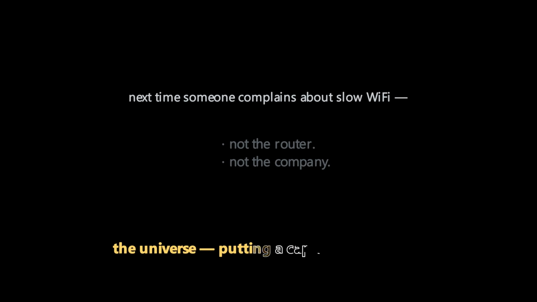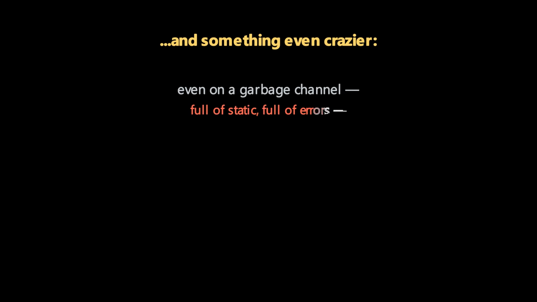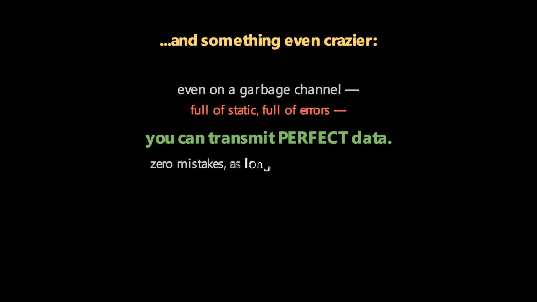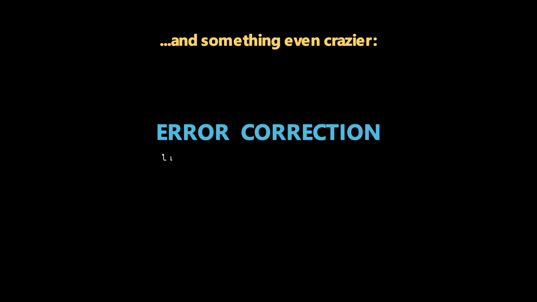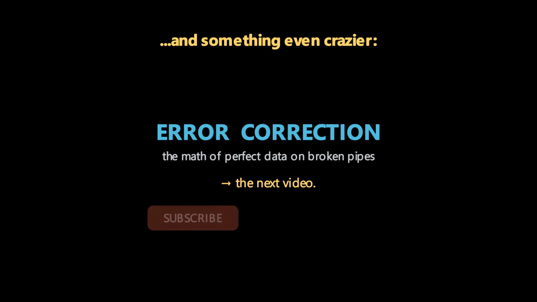The next time someone complains their Wi-Fi is slow, you can tell them. It's not the router. It's not the company. It's the universe itself, putting a cap on how fast information can travel through air. But here's something even crazier. Shannon also proved that even on a garbage channel, full of static, full of errors, you can still transmit perfect data, with 0 mistakes, as long as you stay below C. The math of how that works is called error correction, and it's the reason your video call doesn't fall apart every time a packet gets lost.